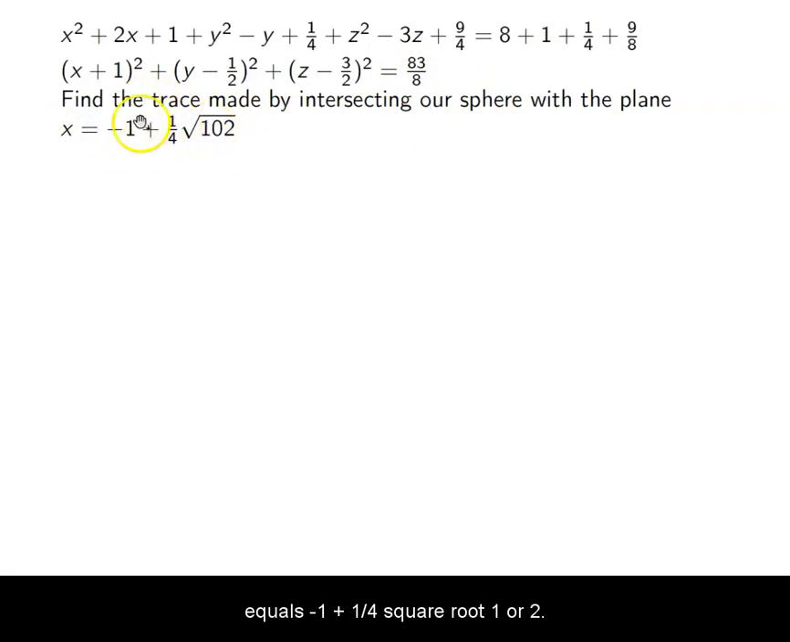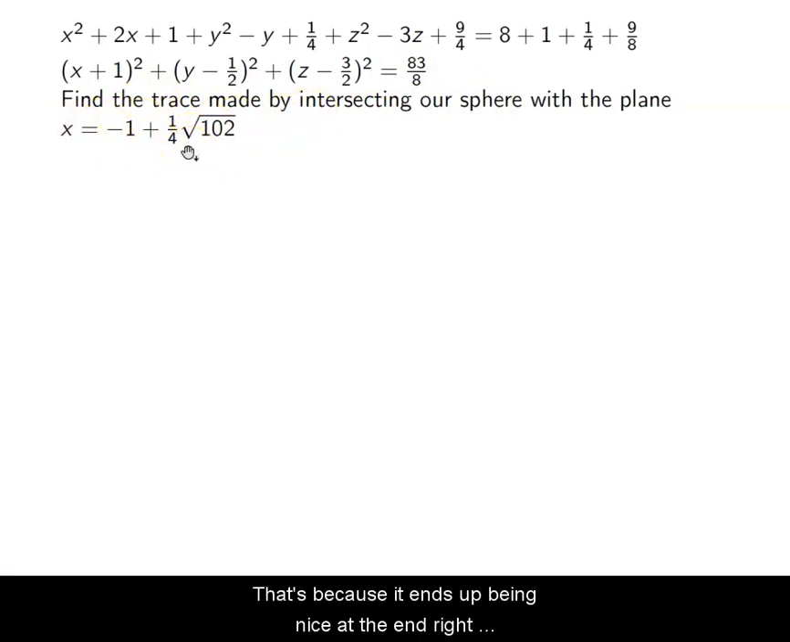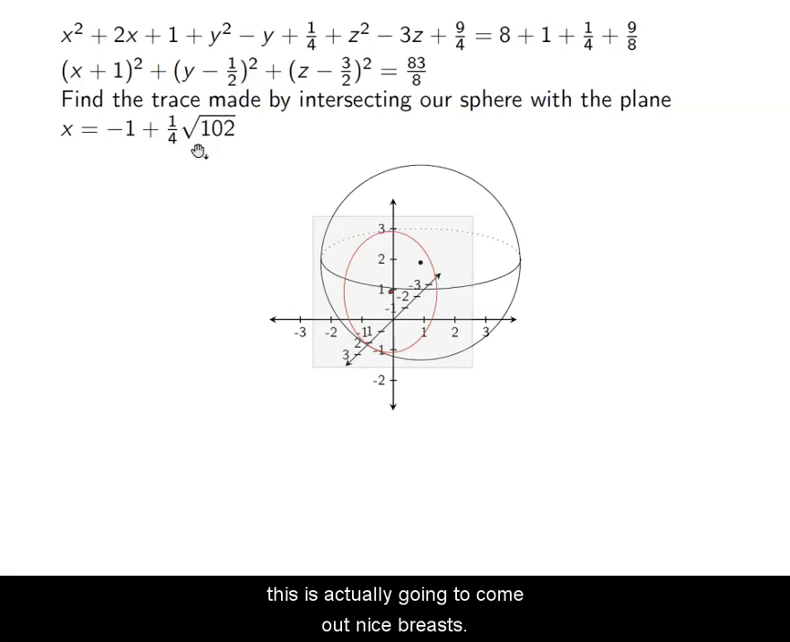So you might say, why do we have this crazy looking thing? What kind of a question is this? That's because it ends up being nice at the end, right? That's the reason why we have this. I could have very, very easily asked what's the equation of the intersection between this sphere and the plane x equals 3, right? Very easy for me to do that, but we would have ended up with a really messy answer. So here, this is actually going to come out nice for us, right?